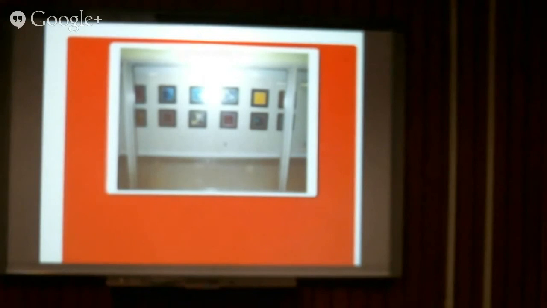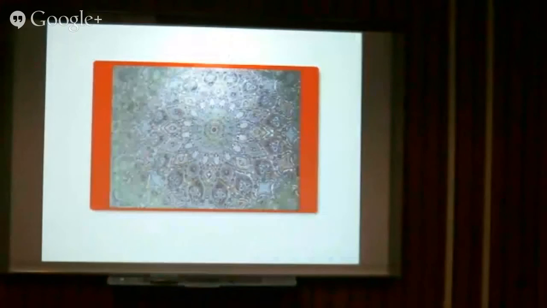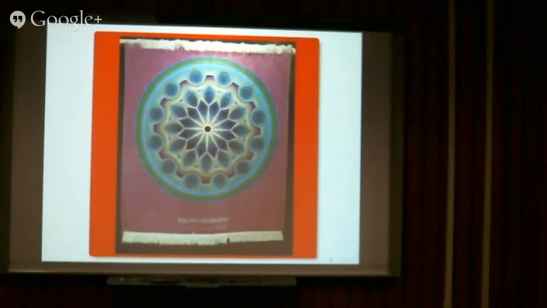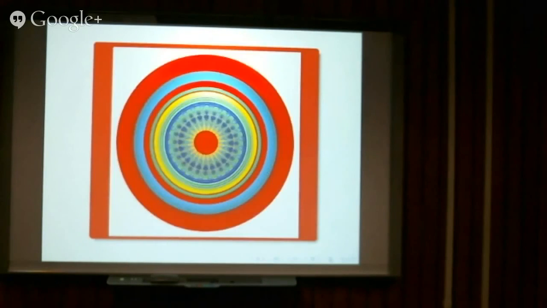Here is an exhibition of artwork, if you may call it as such, by high school students at Montgomery High School in New Jersey, where they use the software every year. They use it for their seniors. In design, this is a carpet, an actual hand-woven carpet, and inspired by this, I came up with this design based on polynomials. And I thought it would be worth turning it into an actual carpet. So a hand-woven carpet, inspired by a design of a hand-woven carpet. This is another design based on the same polynomial, which I also turned into a carpet.